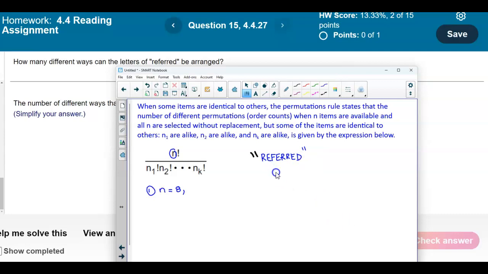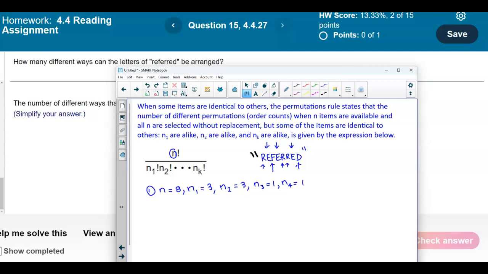Now let's take a look at how many letters are repeated. If you take a look here, we can see that there's 1 E, 2 E's, and 3 E's. So therefore we have n1, which is equal to 3. Then we take a look at the letter R. There's 1, 2, and also 3. So we're going to let n2 equal the letter R, and that's repeated 3 times. And then there's a letter F that's only repeated once, so we're going to say n3 is equal to 1 because that represents F. And then the last letter is D, so we'll call that n4, and that's equal to 1.